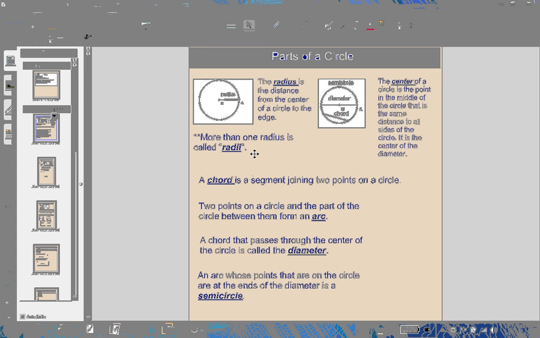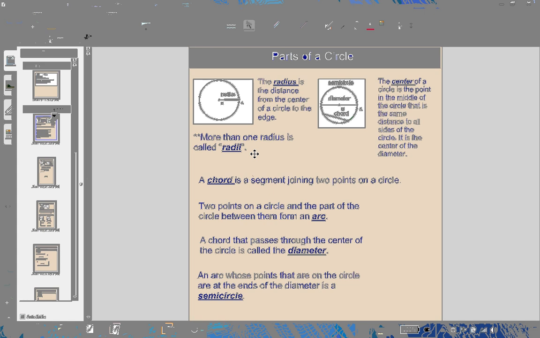If you have more than one, they are referred to as radii, and a chord is a segment joining 2 points on a circle. So let's look at the second picture here, and we'll see a picture of a chord. You'll see that it joins a point on the left and a point on the right of the circle. So that's a chord. 2 points on a circle, and the part of the circle itself between them form an arc. So the arc here would be the green part that goes from this point to this point.